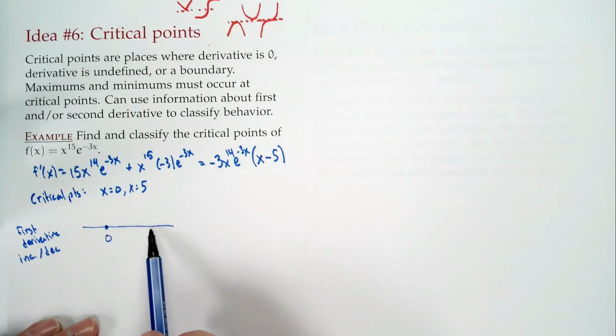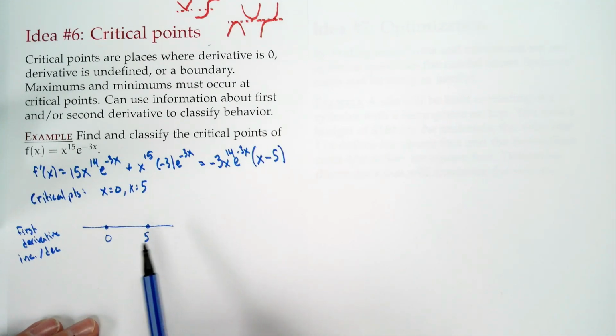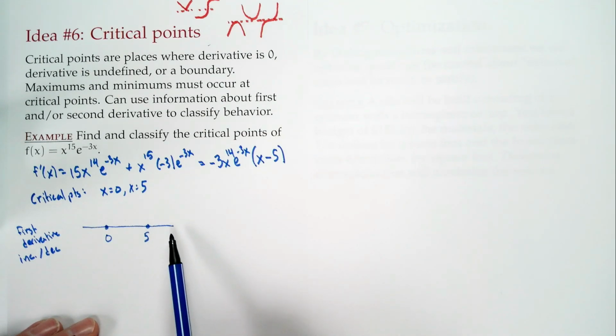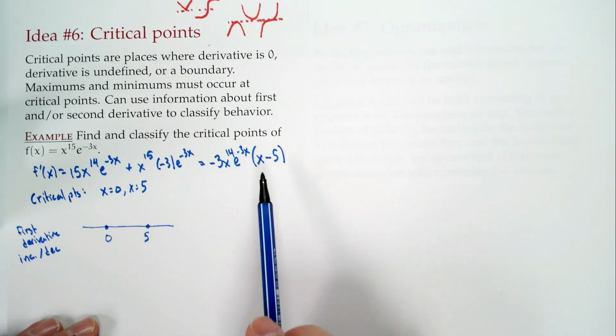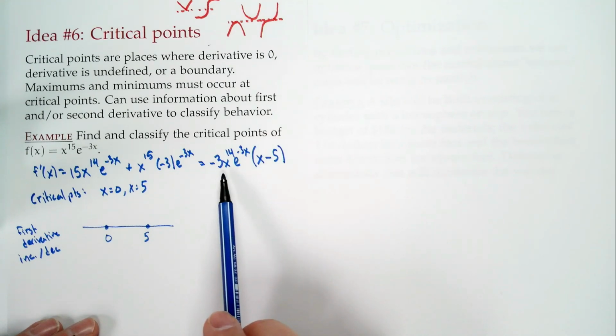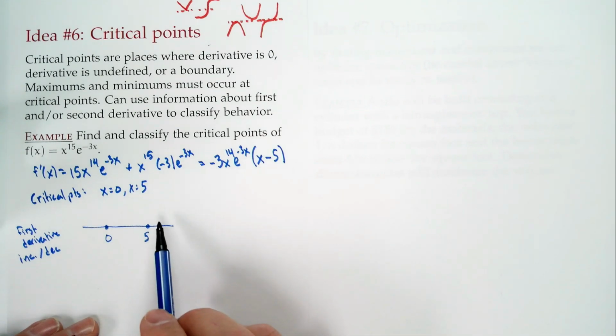We'll mark our points, 0 and 5. And now we say, well, let's look at the sign. And so we pick a number. Let's pick something like 10. 10 minus 5 is positive. E, again, is always positive. 10 to the 14th is positive. And then the negative, we'll make it a negative. So that says that f prime is negative.